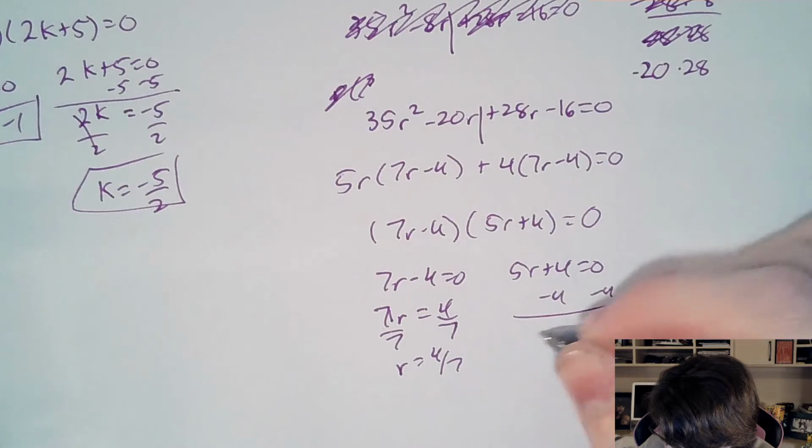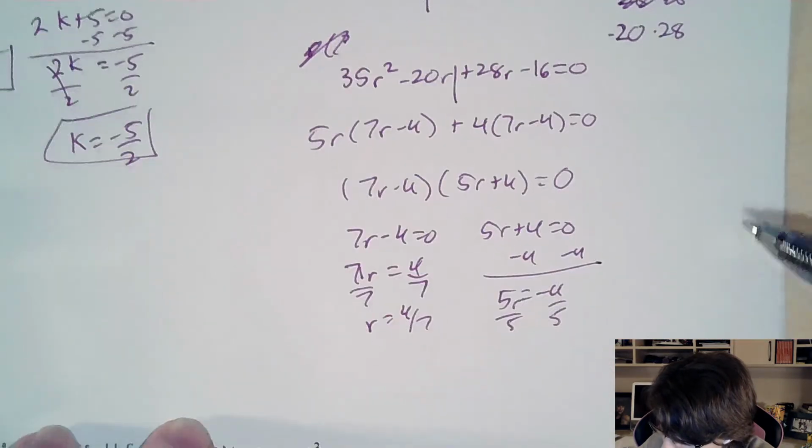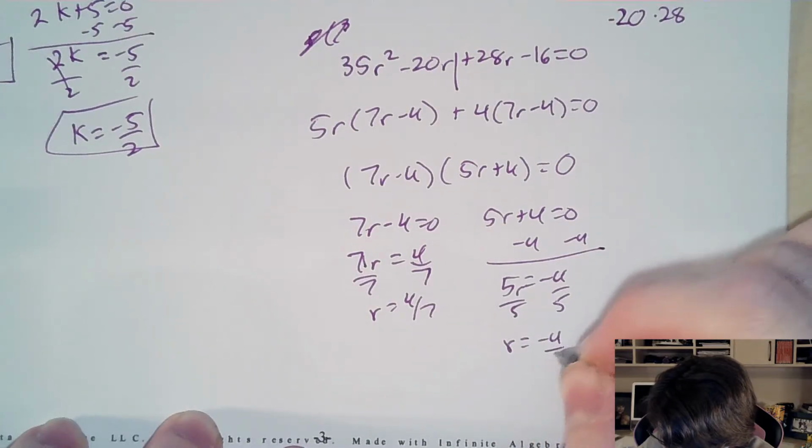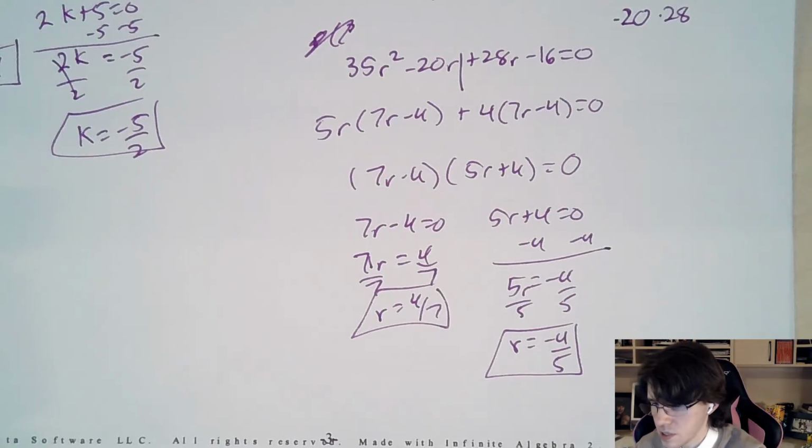Subtract 4 on both sides. 5r equals negative 4. Divide both sides by 5. And we get r is equal to negative 4 over 5. And here are our two beautiful solutions. Took us a little bit of time to get there.